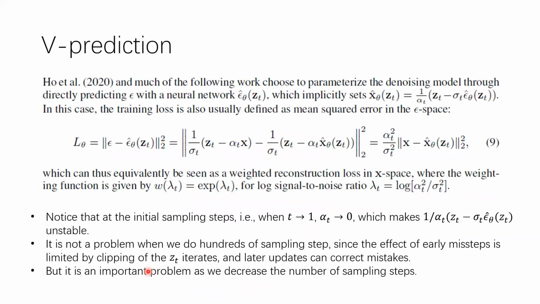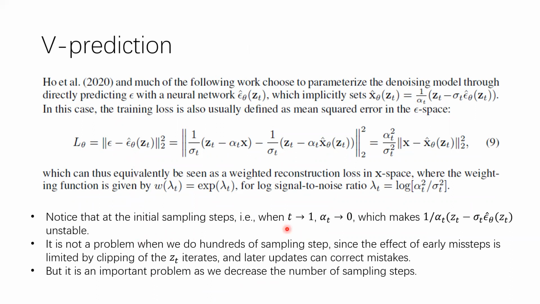Another thing about progressive distillation is that we know previous work chooses to parameterize the model to directly predict epsilon instead of predicting x_hat. In this case, x_hat can be restored from epsilon using this formula, and the training loss is defined as here. So you just predict the noise with the input z_t.